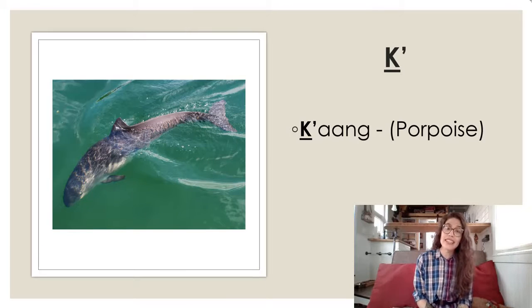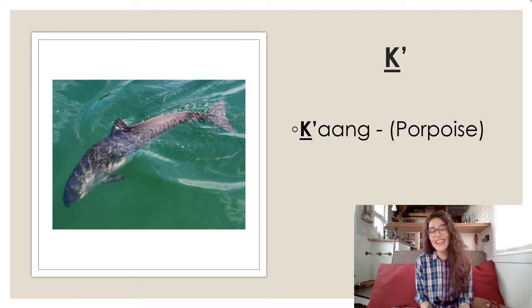Our next sound is another K sound. This one is what we call a loaded K, meaning it has an underline and a tick. This sound is very similar to the other Ks, but it's almost more aggressive in my opinion. So this sound is also coming from your throat, but a little farther down and with a little more force from your diaphragm. An example of this sound used in a word is the word for porpoise, which is qang. Can you say qang?